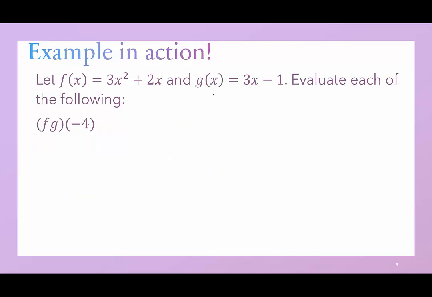We're going to test this one more time with our product function. We have f times g at -4. So first, we're going to multiply the two functions, and then we're going to compute them separately and multiply that. So let's see, we have 3x squared plus 2x times 3x minus 1. When I FOIL, I get 9x cubed minus 3x squared plus 6x squared minus 2x. That's 9x cubed plus 3x squared minus 2x. Okay, I've simplified it as much as I can.